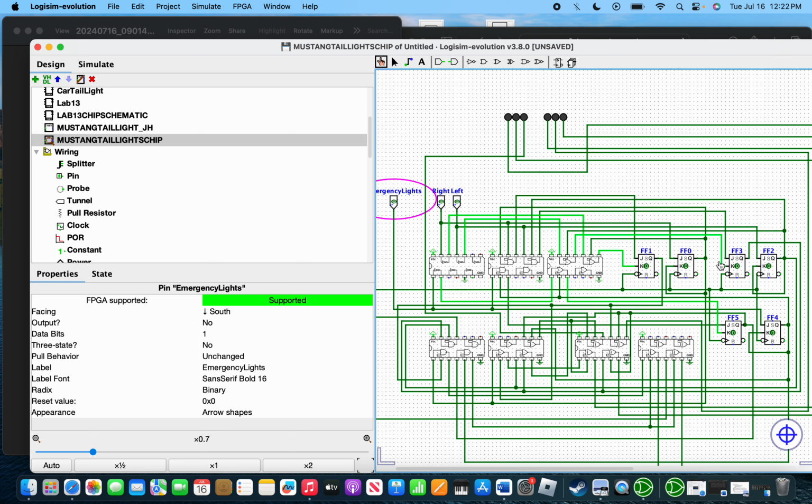I have 3 different counters: FF1 and FF0 are the right, FF3 and FF2 are the left, and the emergency is FF5 and FF4. I was able to combine them all by linking them up with the clock. Then my XOR gates are right here, my AND gates, my OR, my NOTs, and another AND gate and another OR gate, since it requires 6 gates in total for each.